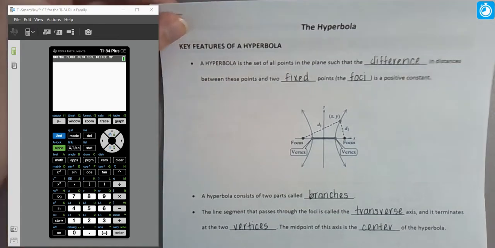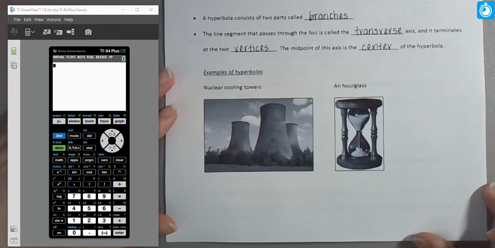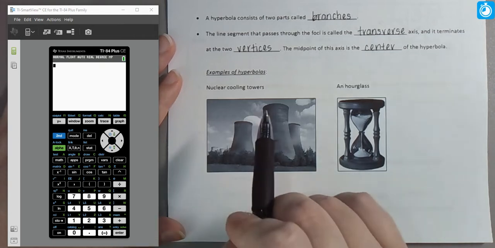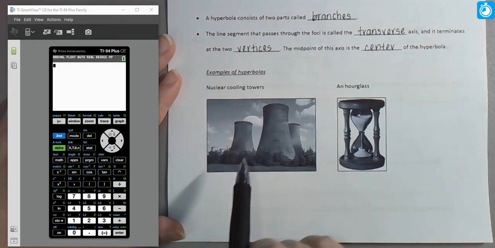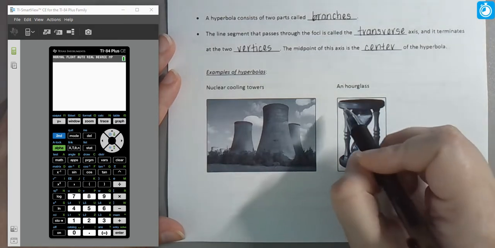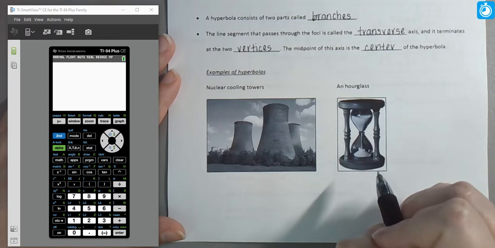We actually see hyperbolas in real life, believe it or not. If you've ever seen power plant cooling towers, nuclear power plants have them, some coal burning power plants have them as well. The edges of a cooling tower are roughly hyperbolic. That particular curve and then the matching curve on the other side forms a hyperbola. Also, the edges of an hourglass are hyperbolic, and then we have a center in the middle.